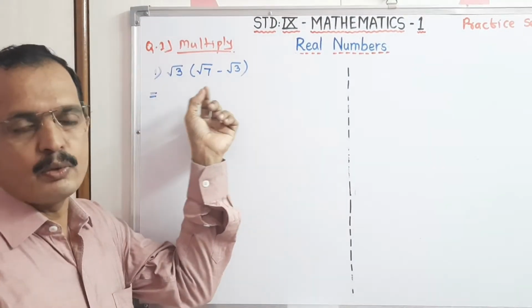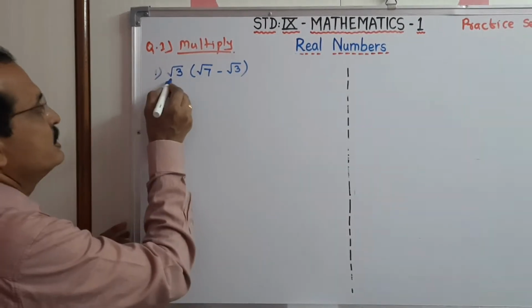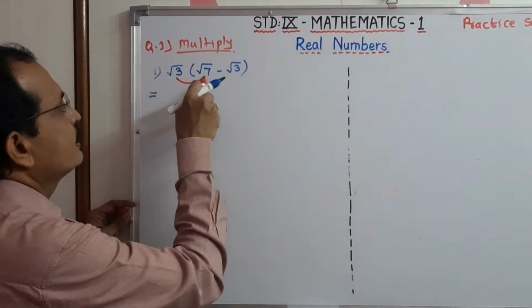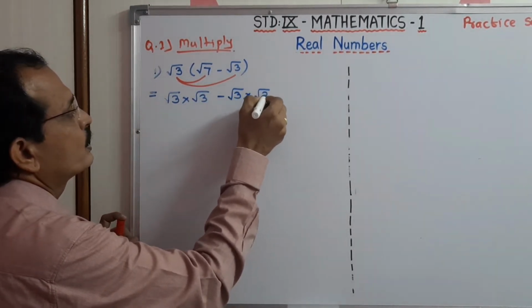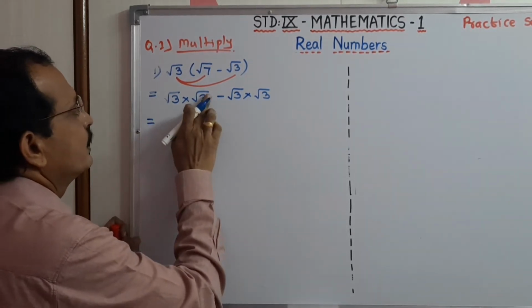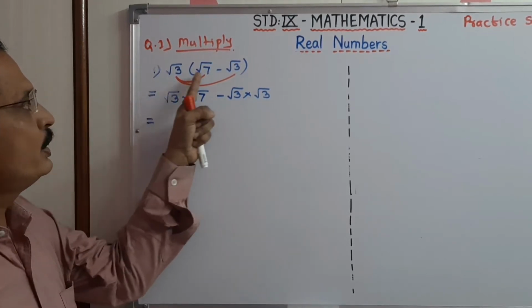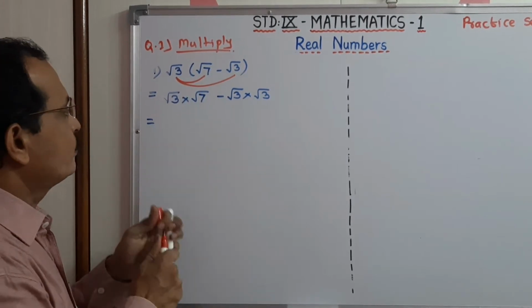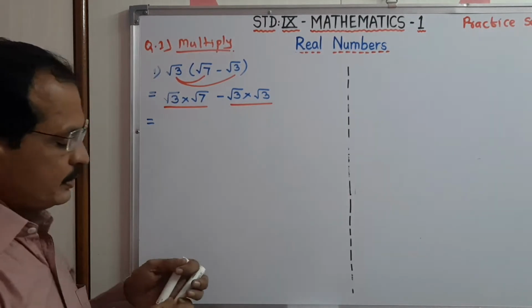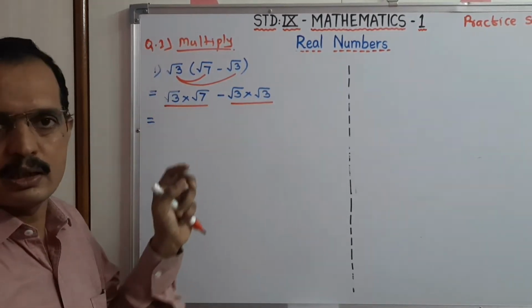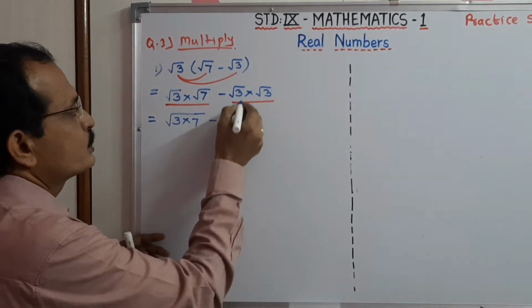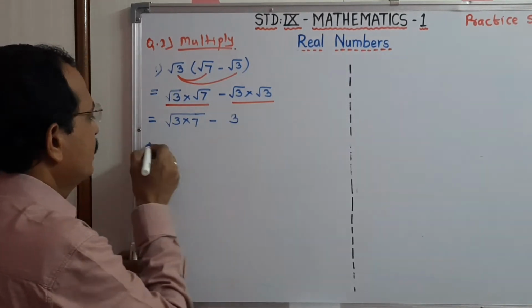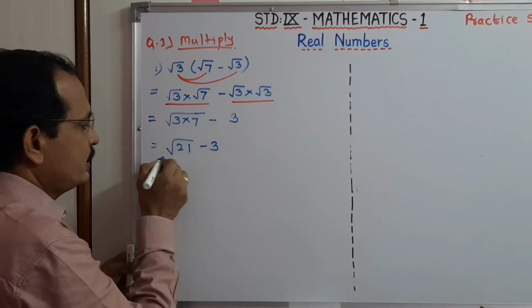When we have to multiply with a bracket, then we have to multiply with each and every term of that bracket. That means this root 3 we have to multiply with root 7 as well as with root 3. Therefore we can write root 3 into root 7, minus root 3 into root 3. Can we multiply this? Yes, no need of factorization, because root 3 and root 7 are prime factors. Root 3 into root 7, order of both the surds is the same. And root 3 into root 3 is 3. Therefore, root 21 minus 3 is the final answer.